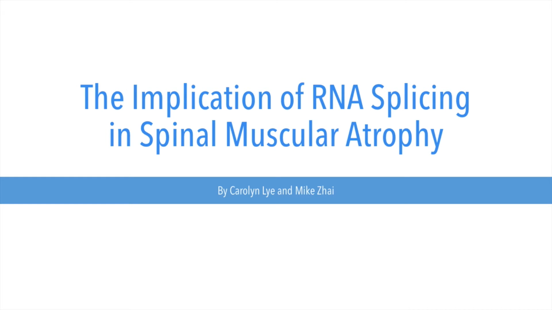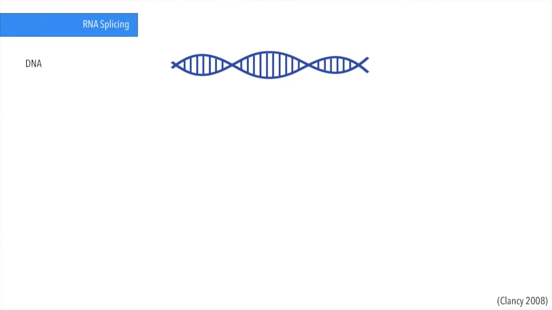Spinal muscular atrophy is an autosomal recessive genetic disorder that is characterized by the degeneration and loss of motor neurons in the spinal cord, leading to muscle weakness, respiratory failure, and death. In fact, SMA is one of the most common genetic causes of death in children, with an incidence of 1 in 10,000 newborns. But to understand SMA, we need to first look at the relevant elements of RNA splicing.